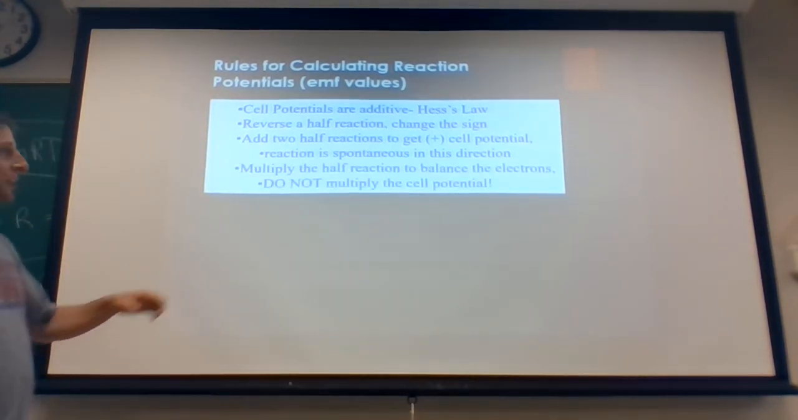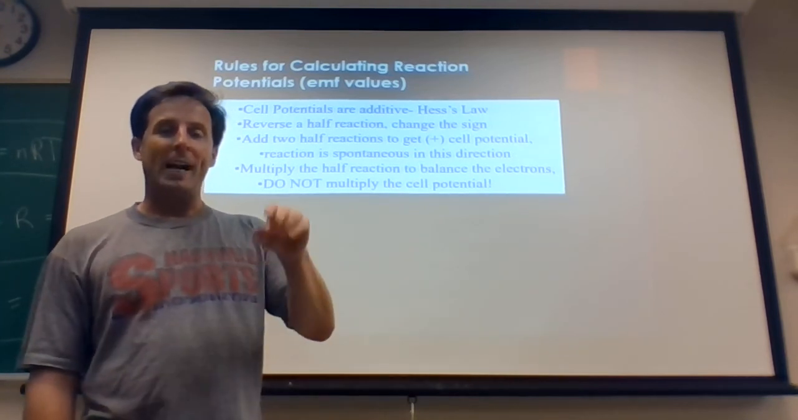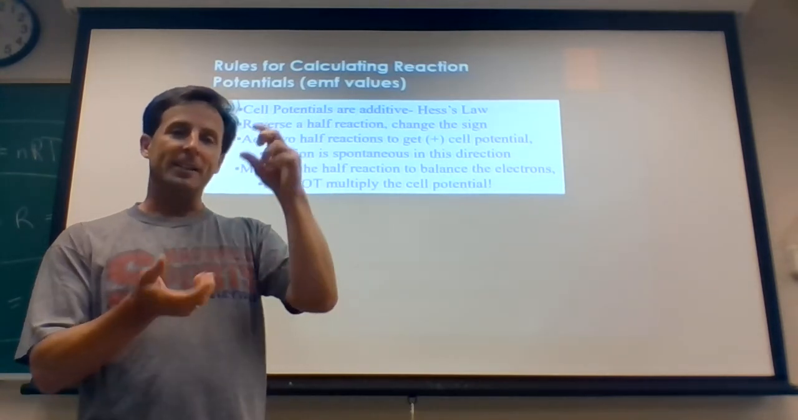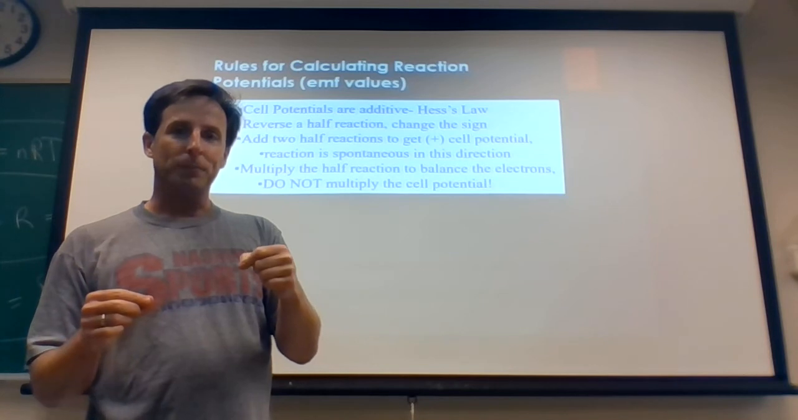And then finally, a trick when we get into balancing the equation: sometimes one of the half reactions, we're going to have to double the reaction or triple the reaction before we add them together. The key is when we add them together, it's going to be important that we have the electrons canceling out.